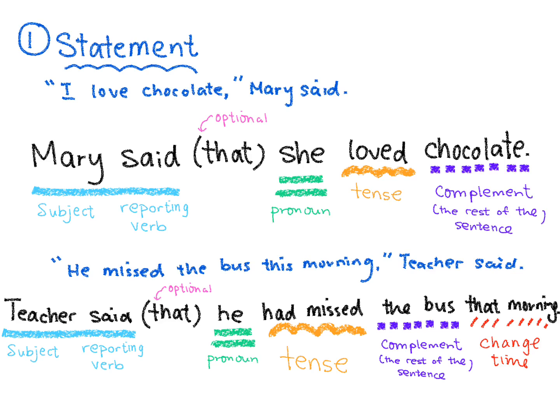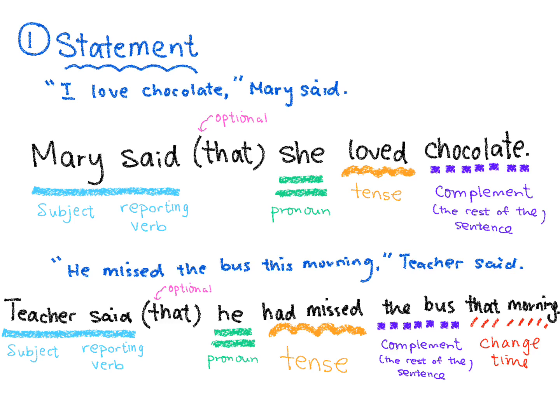Now we use the examples that we've seen before. Take a look at this one. I love chocolate, Mary said. This is a direct speech, right? So how do we change it into indirect speech? We should first start with the subject, Mary, and then follow with the reporting verb, said. You can add that, but it's optional. You can say Mary said that or Mary said. It's both okay.